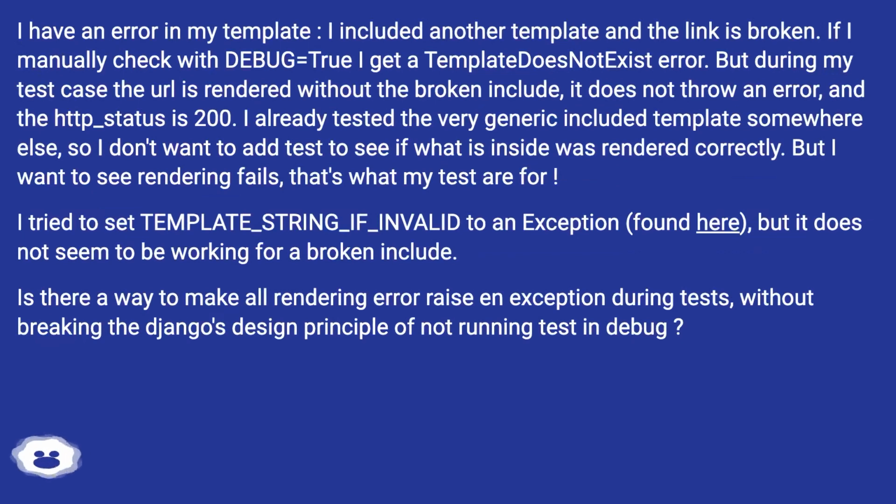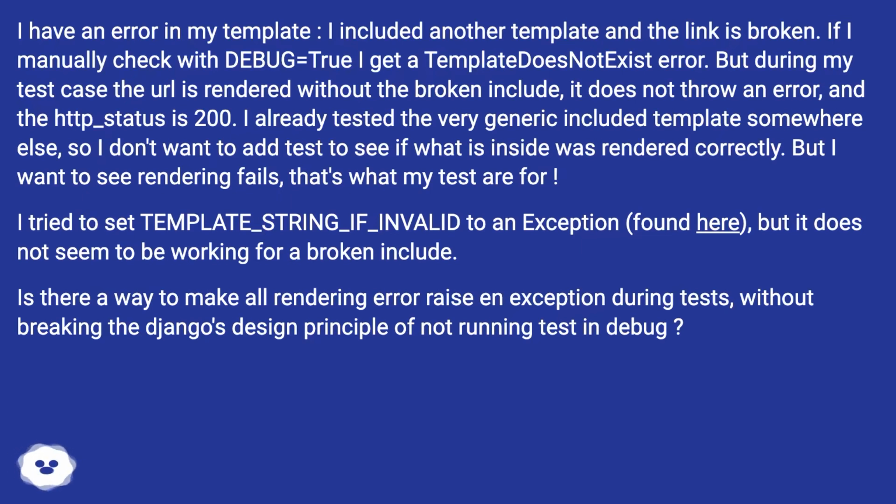I have an error in my template. I included another template and the link is broken. If I manually check with debug equals true, I get a TemplateDoesNotExist error. But during my test case the URL is rendered without the broken include, it does not throw an error, and the HTTP status is 200.